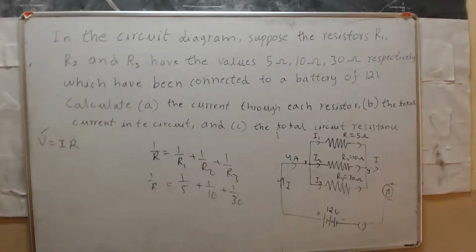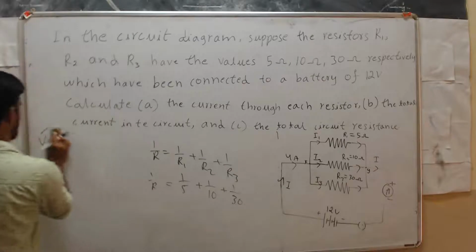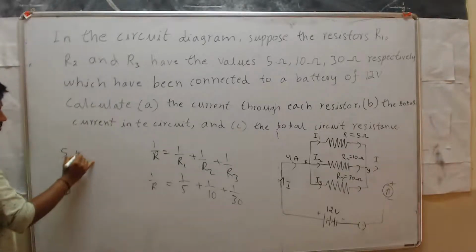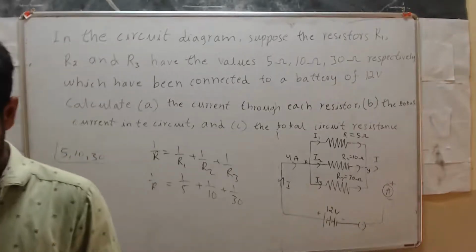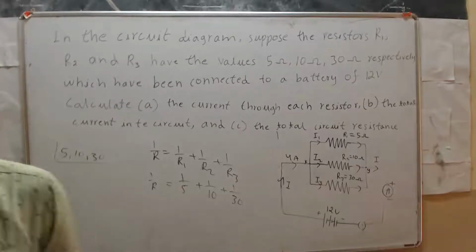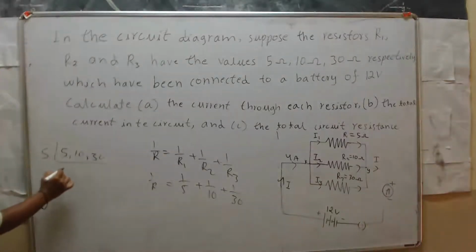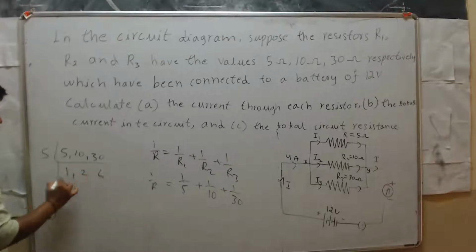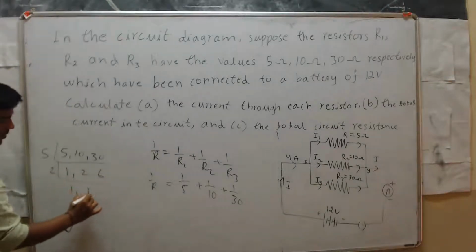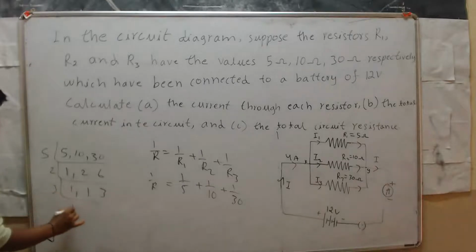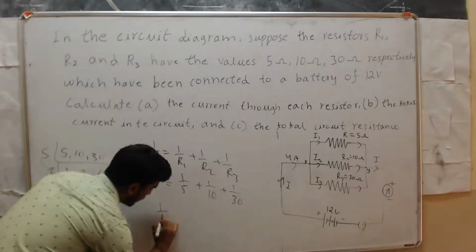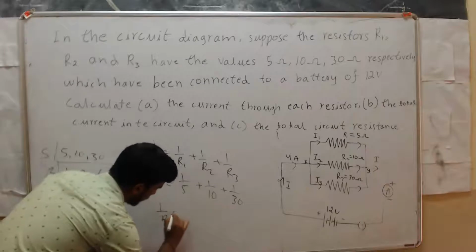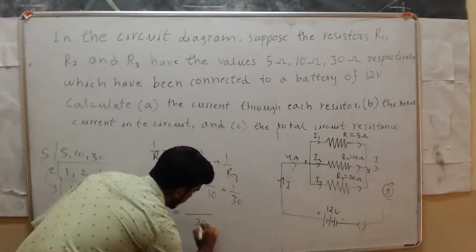Okay. If you don't know how to take the LCM, see here: 5, 10, 30. First take 5: 5 ones are 5, 5 twos are 10, 5 sixes are 30. Next take 2: 2 ones are 2, 2 threes are 6. Next take 3: 1, comma, 1, then 1. So 5 into 2 is 10, 10 into 3 is 30. So 1 by R is equal to, 30 is the LCM.